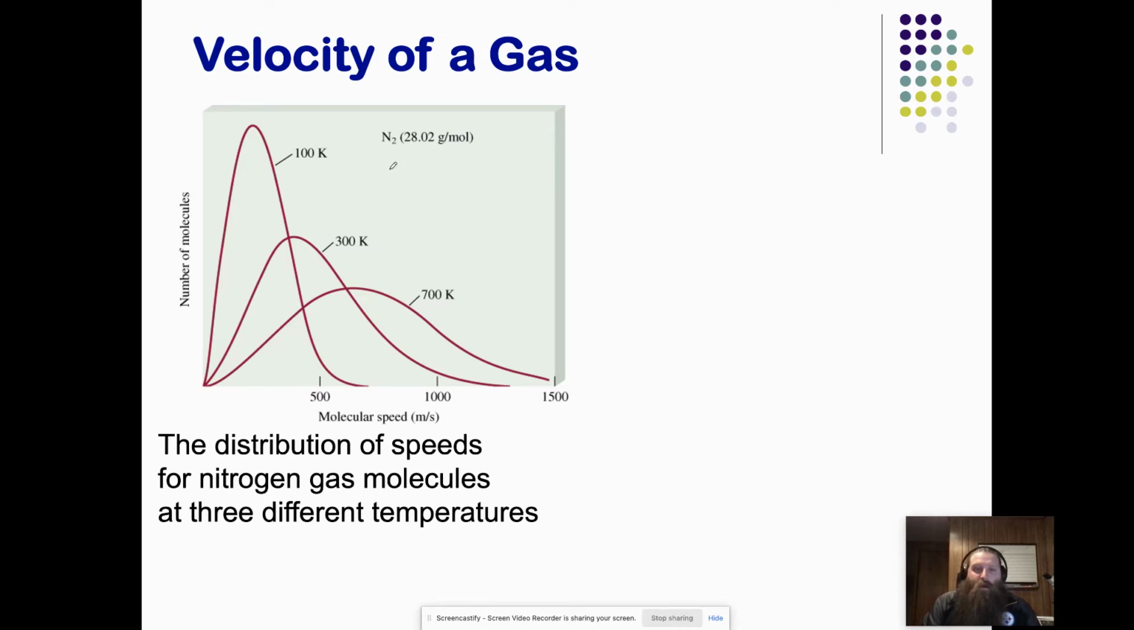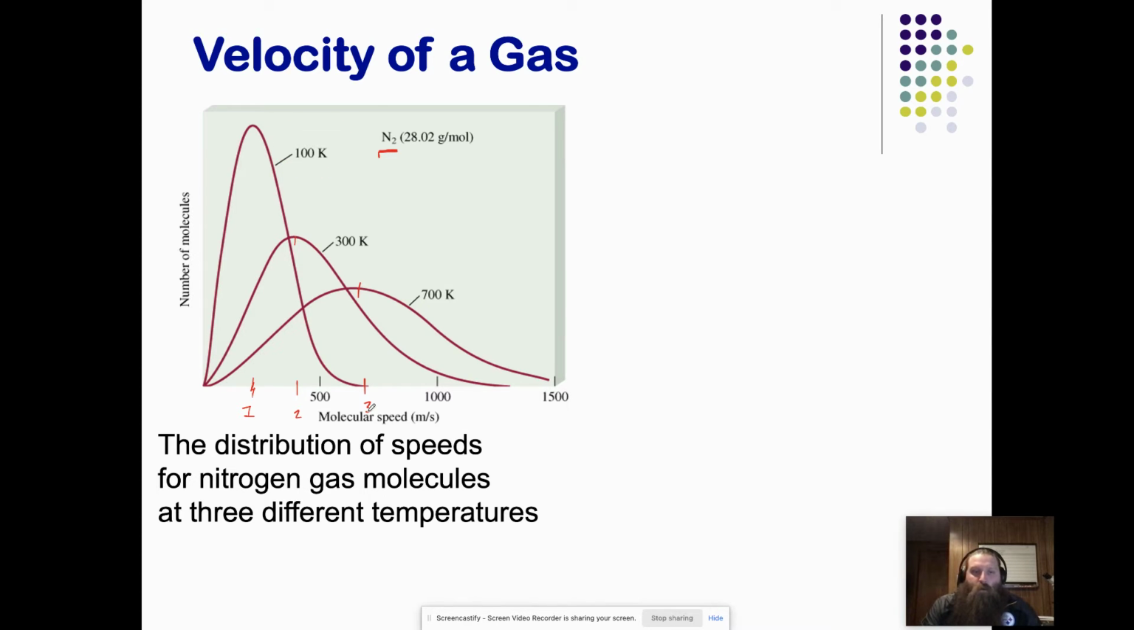So in this first one here, I only have nitrogen, and I have it at 100 Kelvin, 300 Kelvin, and 700 Kelvin. Now, what I'm seeing is that at a low temperature, I have a pretty low average speed. At a higher temperature, I have a higher speed. And at my highest temperature yet, I have a higher speed still. The distribution of speed for nitrogen gas is going to change based on its temperature. That's what we just said.